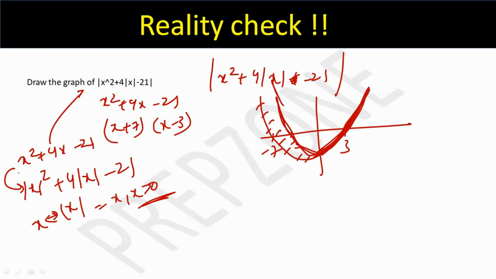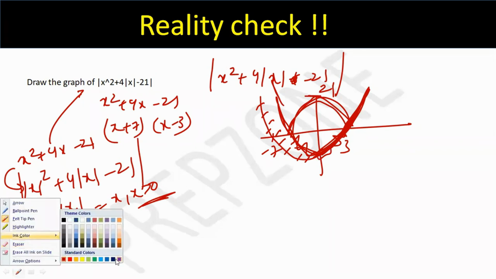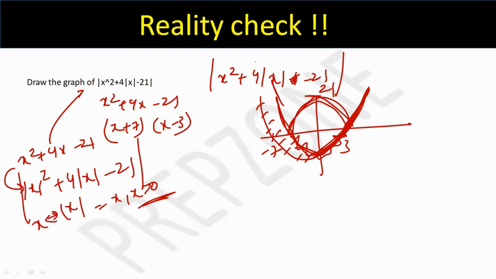Now you have to take the overall modulus. So these negative values will just go away and then it will be like this. When x is 0, its value will be plus 21. So this is 21. So yeah, it's the repetition of the concept that we have been doing. The final graph will be like this. This, then this, and then this.